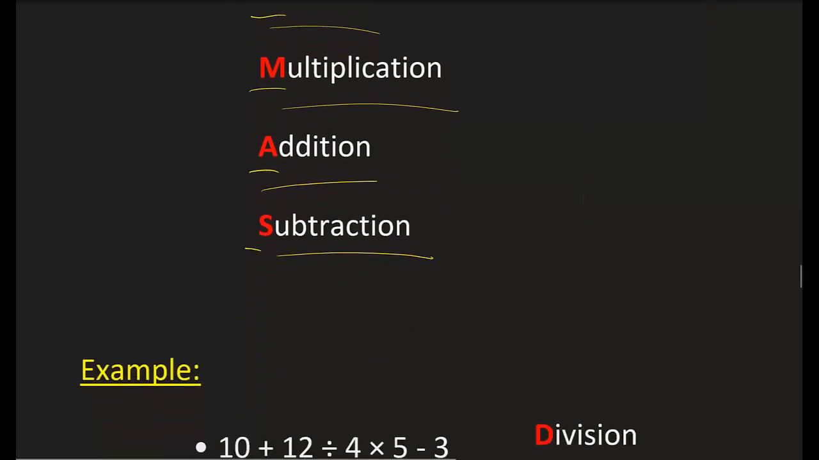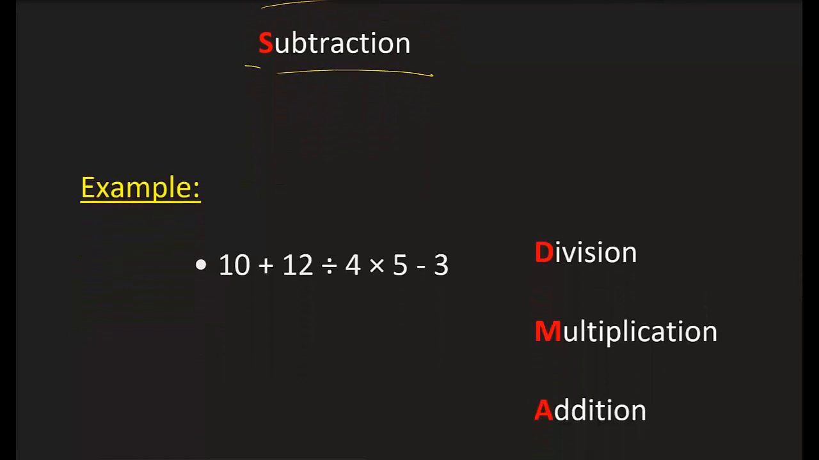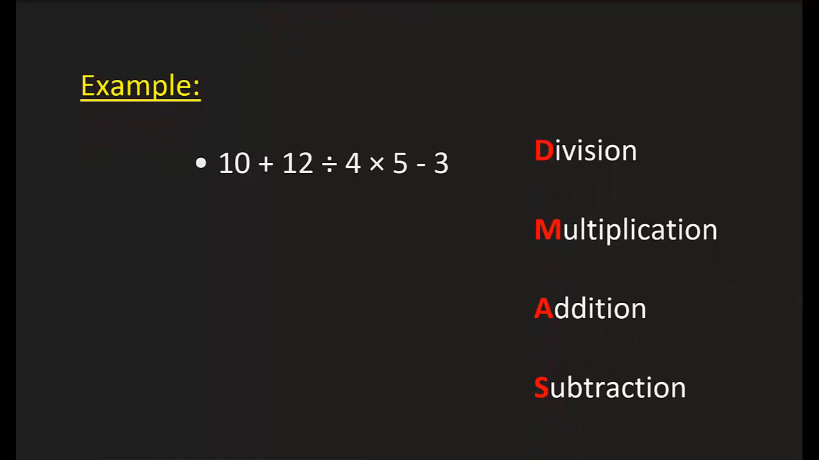Okay, now let's follow these rules with an example. 10 plus 12 divided by 4 times 5 minus 3. Phew, that's big. But we can do it. First, it would be division. So, 10 plus 12 divided by 4. 12 divided by 4 is equal to 3. 10 plus 3 times 5 minus 3.